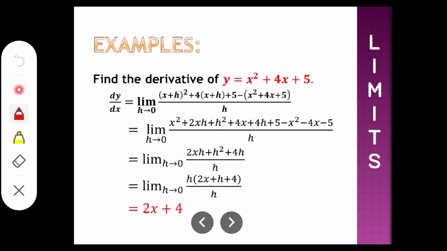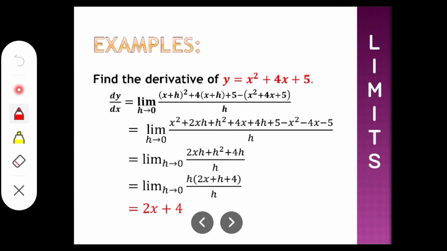So let's have an example. Find the derivative of y equals x squared plus 4x plus 5. So this is a function form. So we need to find the derivative of that function, of that equation. So let's distribute the terms. So we have dy over dx is equal to the limit of the quantity of x. So let us distribute the terms of our h.